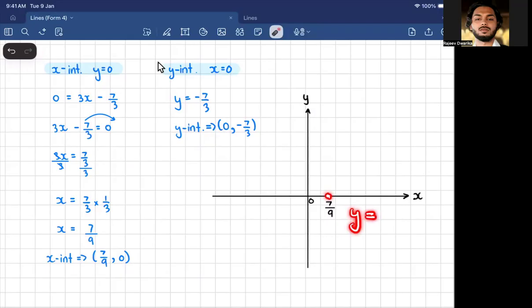If you're on the x-axis itself, what's the y value? 0. Right. And if you're on the y-axis, what's the x value? 0. Great. Nice. So we put down the x-intercept. Let's put down the y-intercept now. Where is the line cutting the y-axis? At what value? So what did we find for y?